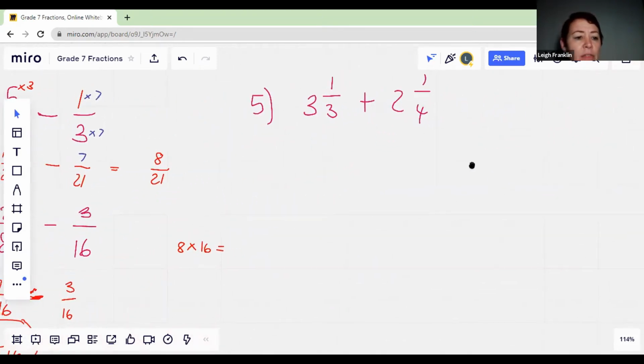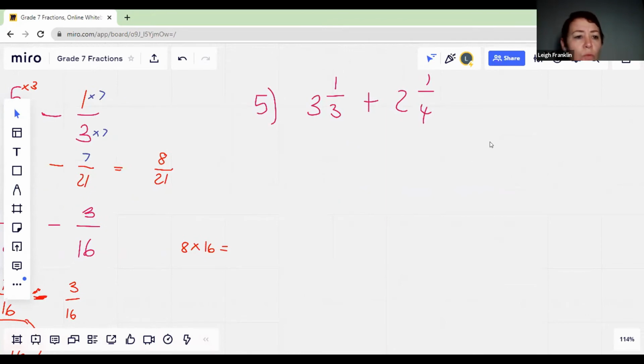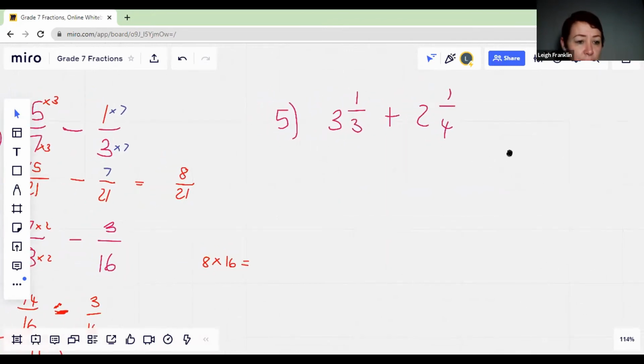Now, this is something your teachers at school might teach you how to do a little bit differently. But I want to show you how you will be expected to do this at high school, which is obviously where you're going to be in a very short period of time. Okay. I do not want you to add.